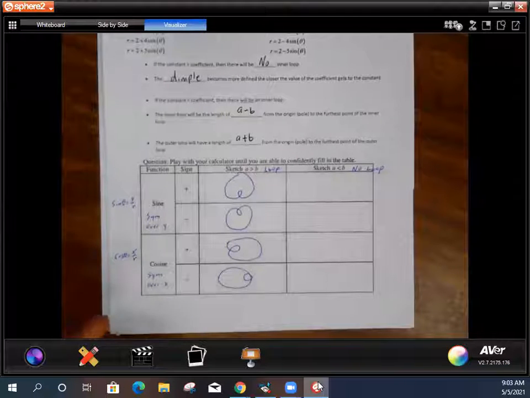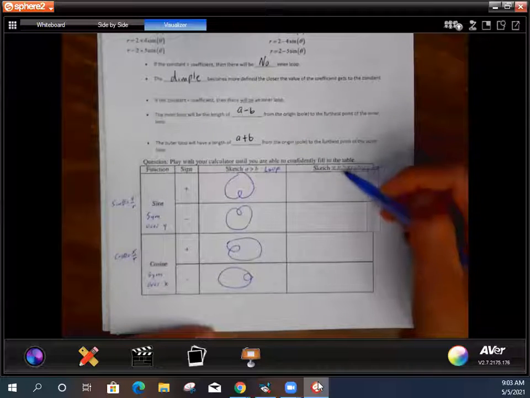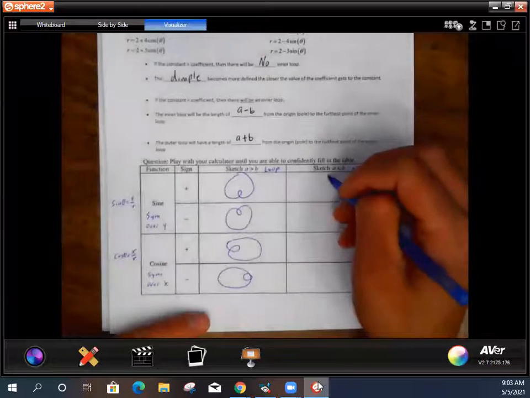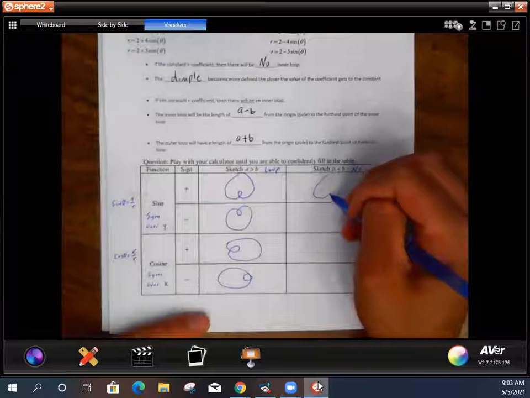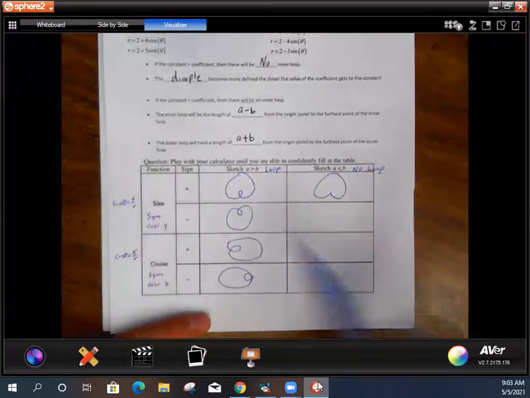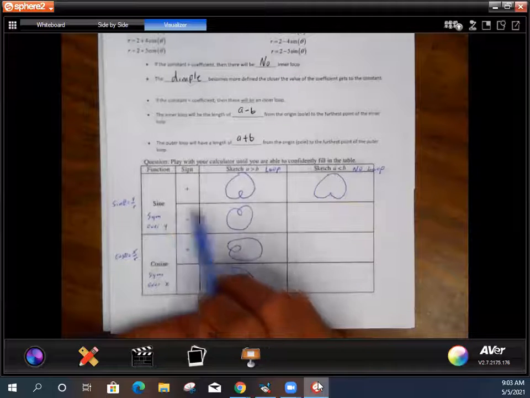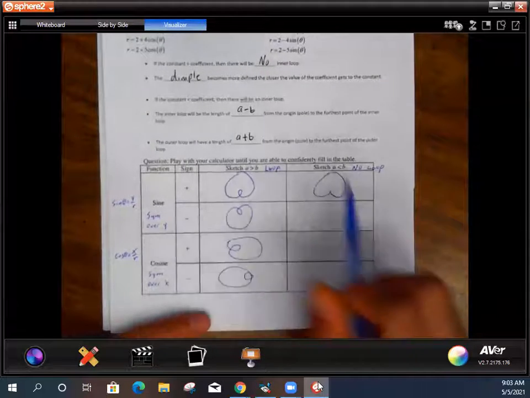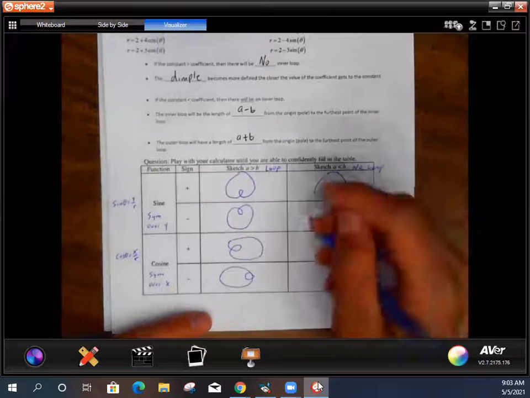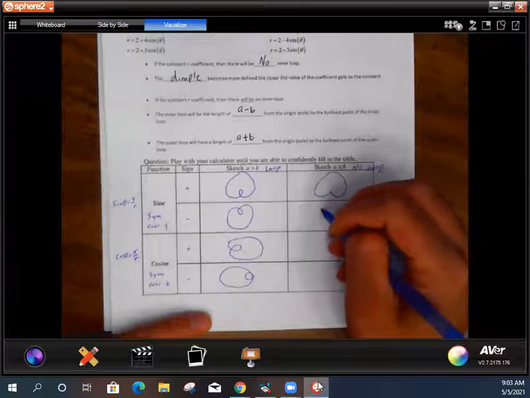All right, and it's the same idea for when A is less than B, except it's going to have a dimple instead of a loop. So it's going to look more like a heart. So the big part of the heart, or the cardioid, will be facing in the positive direction, which is up in this case because it's sine, and positive is up on the y-axis. And on the y-axis, negative would be down, so the big part would be facing down.